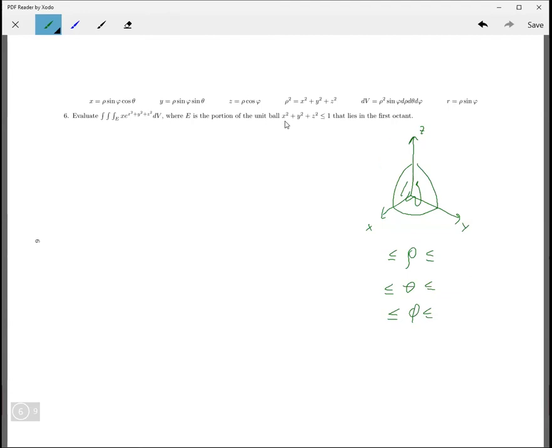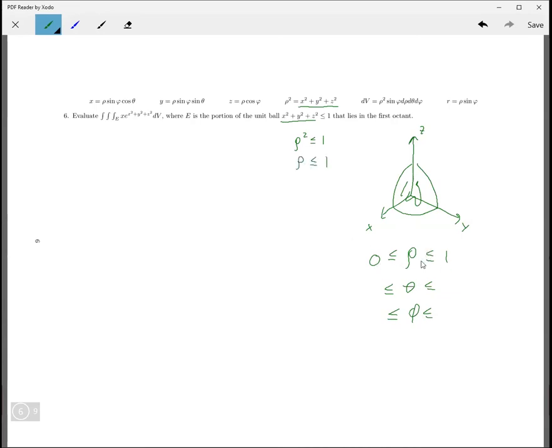Is that from 0 to 1? Yeah, this is going to go from 0 to 1 because look, all this is rho squared, right? So the equation here is rho squared less than or equal to 1, which is really the same as rho less than or equal to 1.